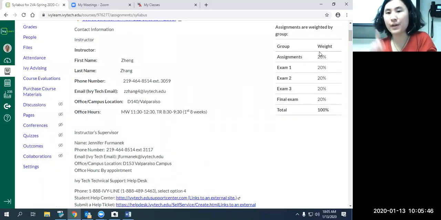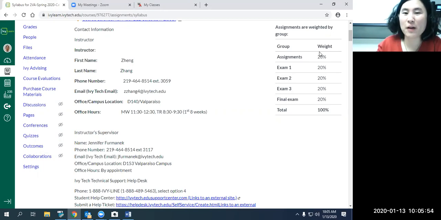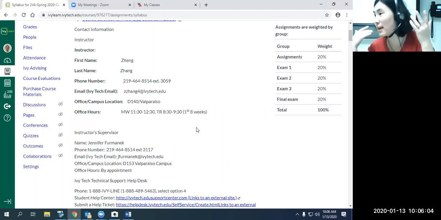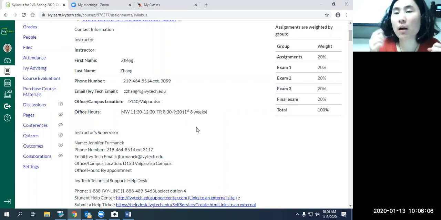The tutor office, the Math Lab, tutor.com, and of course, the most important resource is me. So if you have any questions or concerns, see me in my office during my office hours, or send me an email, or talk to me in person if you come to class in person. Let me know any questions, concerns, anything. I will try my best to help you.